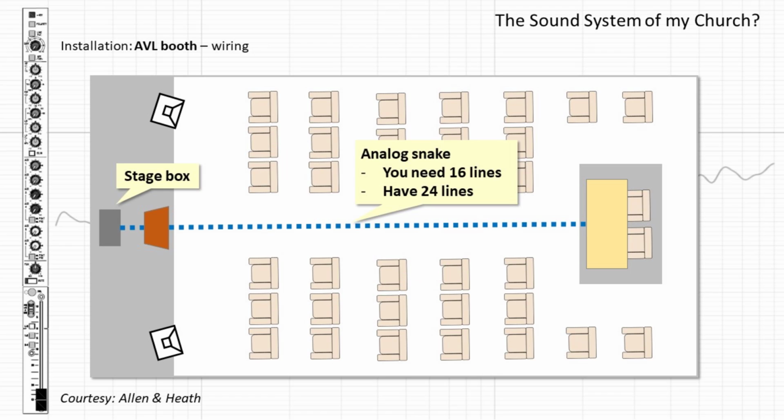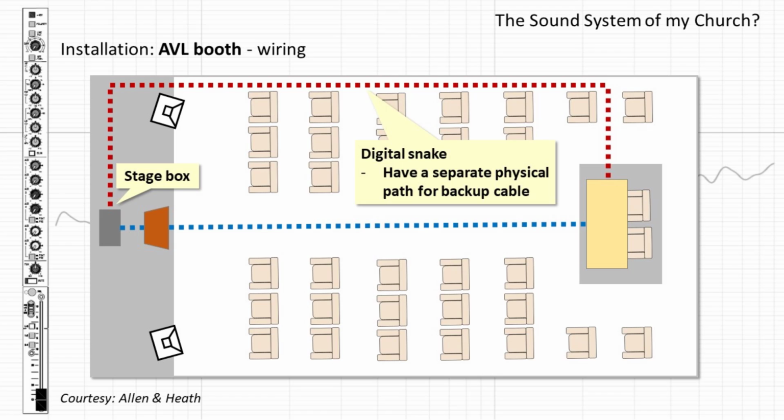What about backup for audio lines? When installing a snake between the stage box and the AVL booth, having more lines than necessary is a good idea for backup purposes. In this example, you need 16 lines, have 24. And if you have a digital snake using an RJ45 computer cable, having another cable on a separate physical path is also a good idea as a backup.